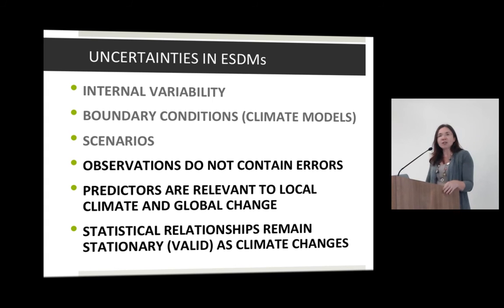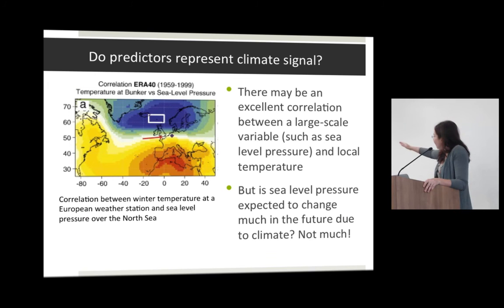You have to also make sure that the predictors you're using are relevant to local climate. Because, for example, there's a really good correlation between winter temperature in Northern Europe and sea surface pressure over the North Atlantic. But as climate changes, that sea surface pressure dipole isn't expected to change much. So if you use something that had a good correlation historically as a predictor, you'd say, oh, well, it's not supposed to get warm at all. What are you talking about? You have to make sure you're using the appropriate predictor.